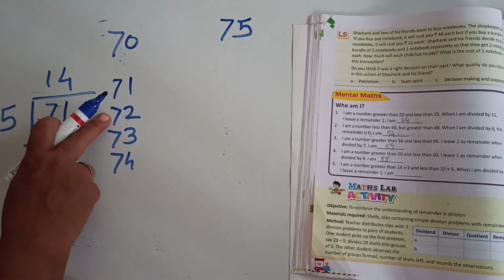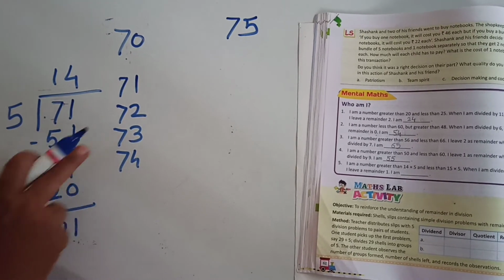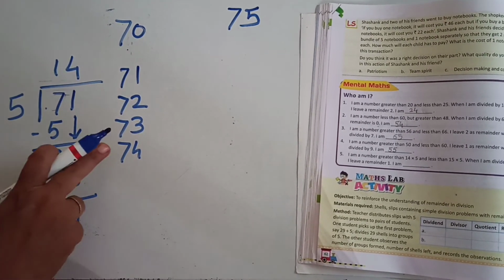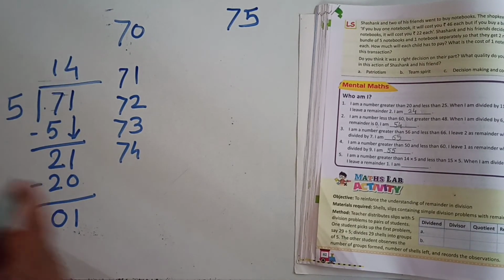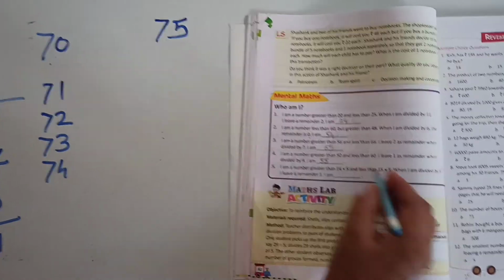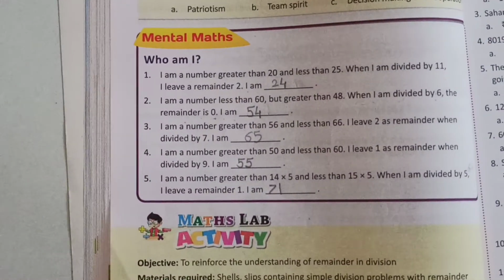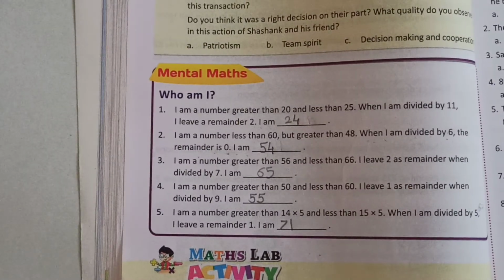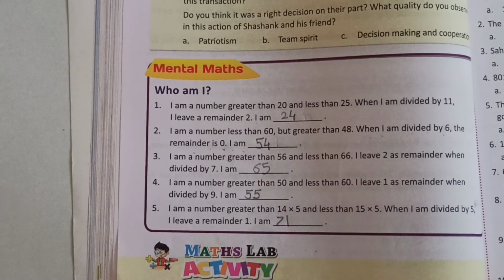If we take 72, then the remainder will be 2. 73, then the remainder will be 3, and 74, remainder will be 4. So this is the correct number. Which number? Number 71. Okay children, like this you have to complete this mental maths. I hope you have understood about the mental math. Thank you.